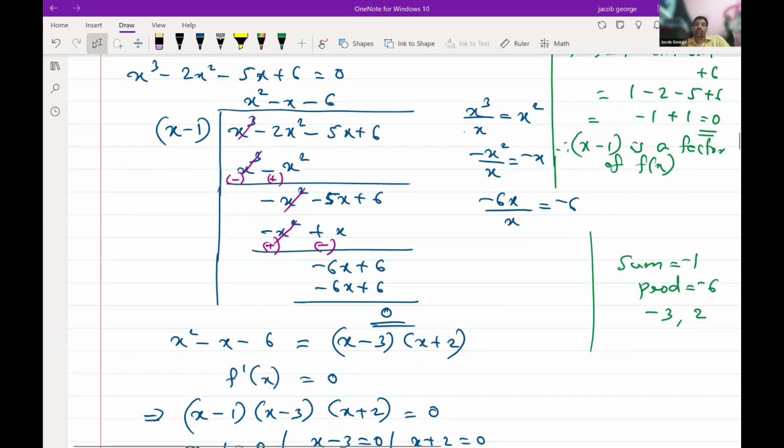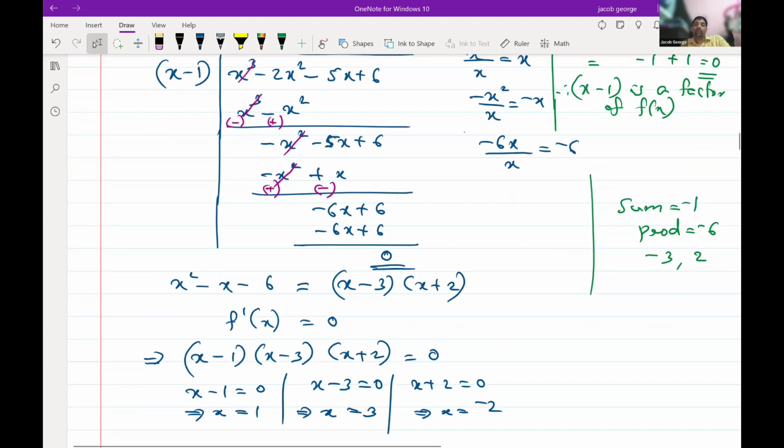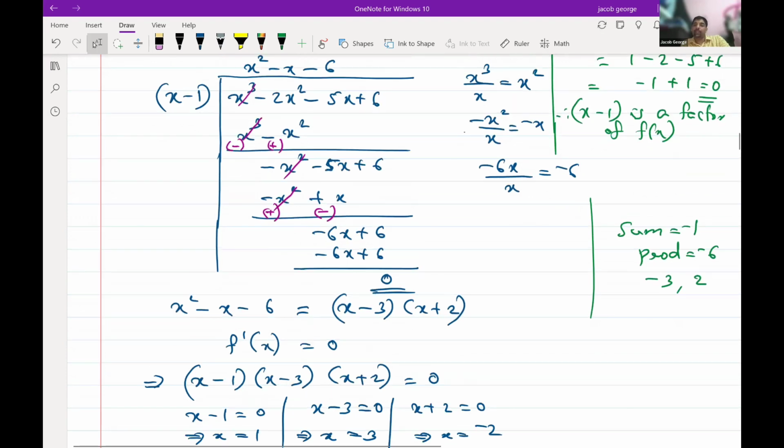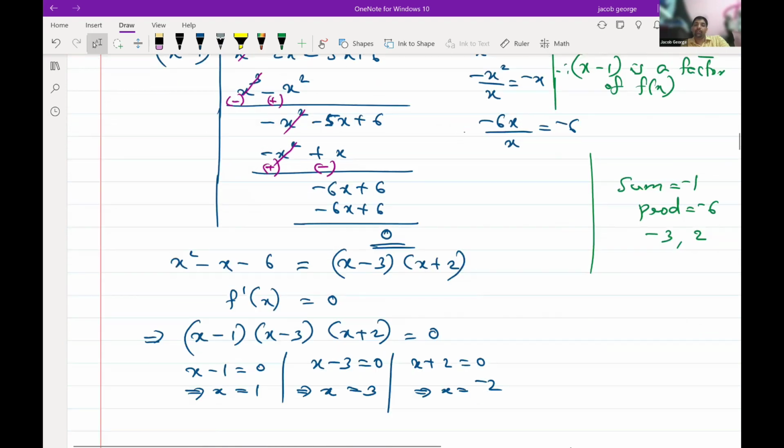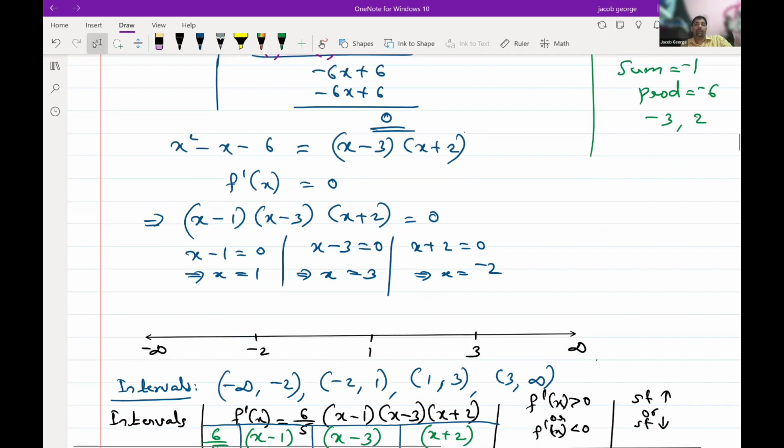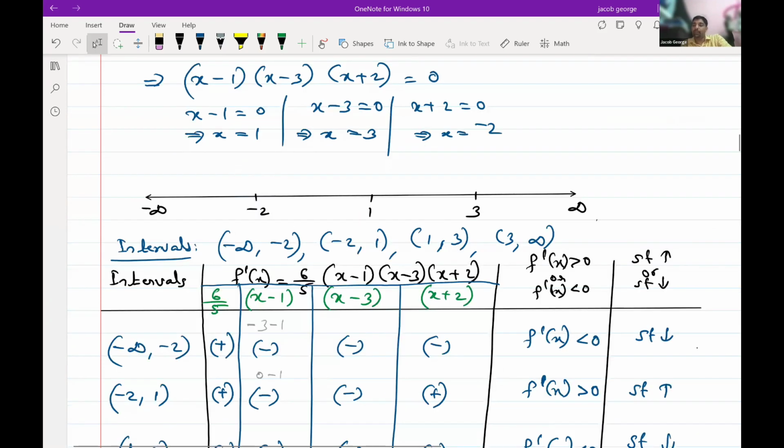Then we equated that quadratic polynomial like this, and then we factorized the quadratic. So this is a method of factorizing a cubic polynomial. And then we get 3 values for x, because x minus 1, x minus 3, x plus 2 are factors. x is 1, 3, and minus 2. Then we have to draw the number line and break like this. Like this, for a fourth degree polynomial, when we do the derivative, we get cubic. And then we find the 4 intervals.